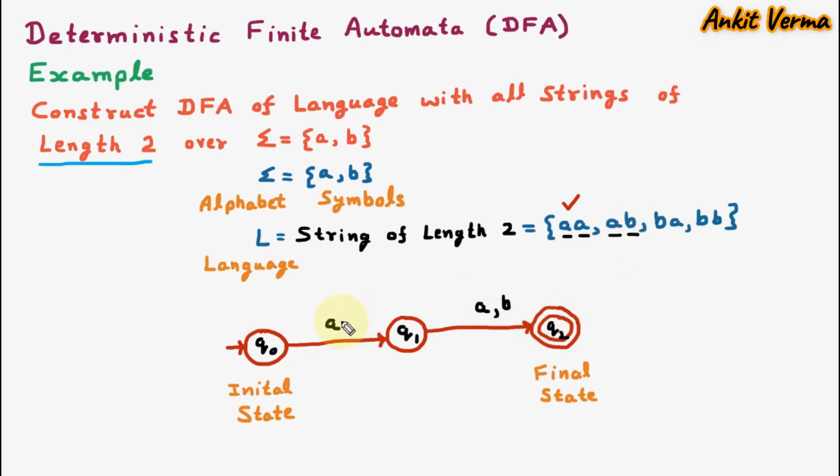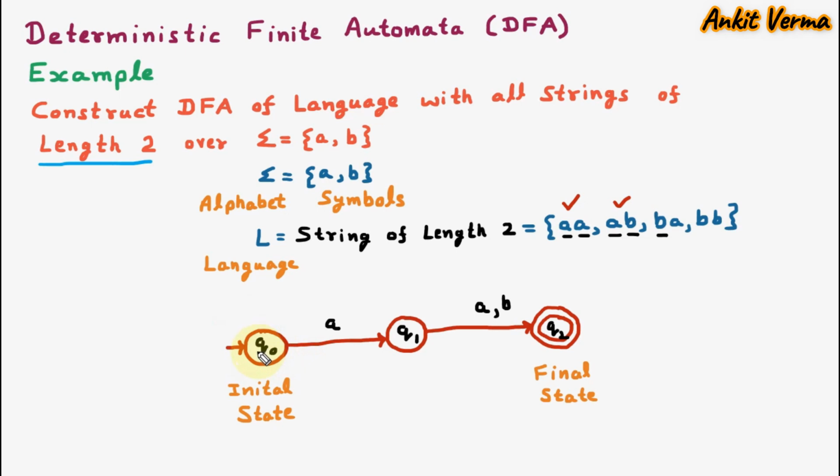So for the first A, from Q0 to Q1, then for B, from Q1 to Q2. This is the final state. That means this string is accepted by this DFA. Here we can see that on Q1, for A and B, both moves are created. Now we are moving further. Let's suppose that we are taking the string BA. So if first B is coming, then we are on Q0, but here the move is not defined.